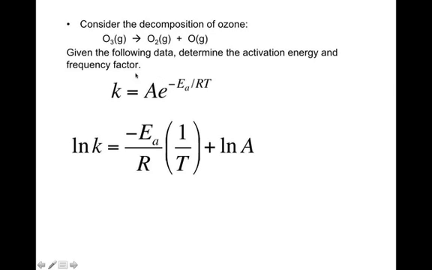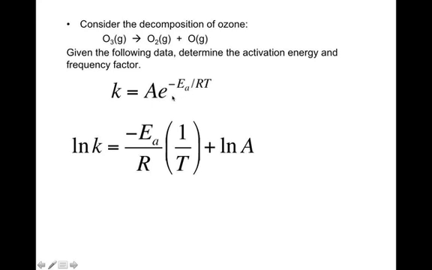So it's the Arrhenius equation that tells us how the rate constant depends on temperature. One form of the Arrhenius equation is that the rate constant is equal to A, which is the frequency factor, times e raised to the power of the negative of the activation energy divided by the gas constant times temperature.